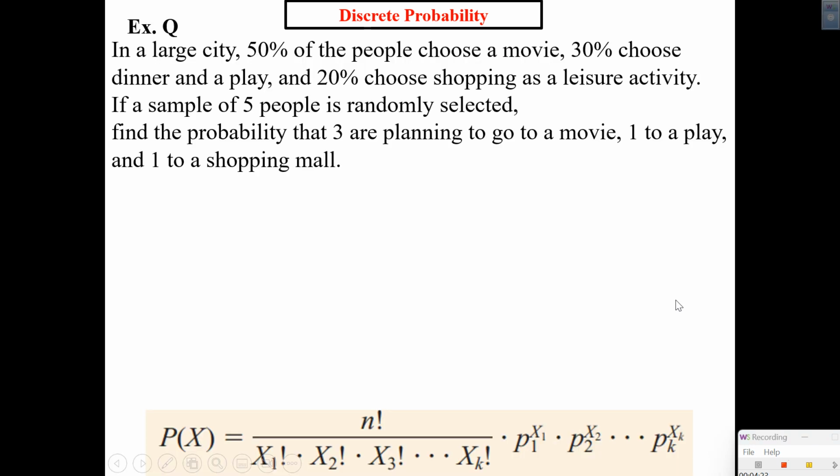Let's get started. Example Q. I'm going to leave the formula down here. It reads: in a large city, 50% of the people choose a movie, 30% choose a dinner and a play, and 20% choose shopping as a leisure activity. If a sample of 5 people is randomly selected, find the probability that 3 are planning to go to the movie, 1 to a play, and 1 to go shopping. So for this one, do copy that, please. I want you to have at least one example for your own. Copy the problem, please. I'll give you some time.